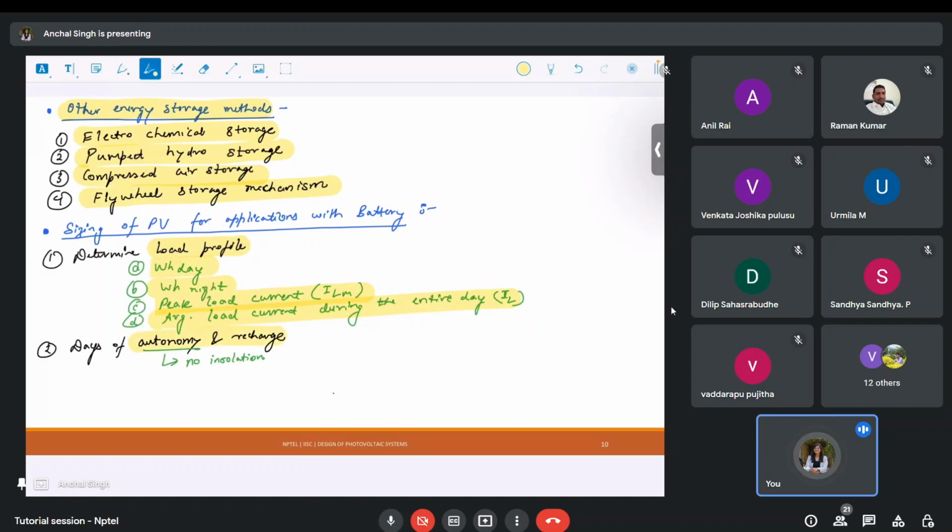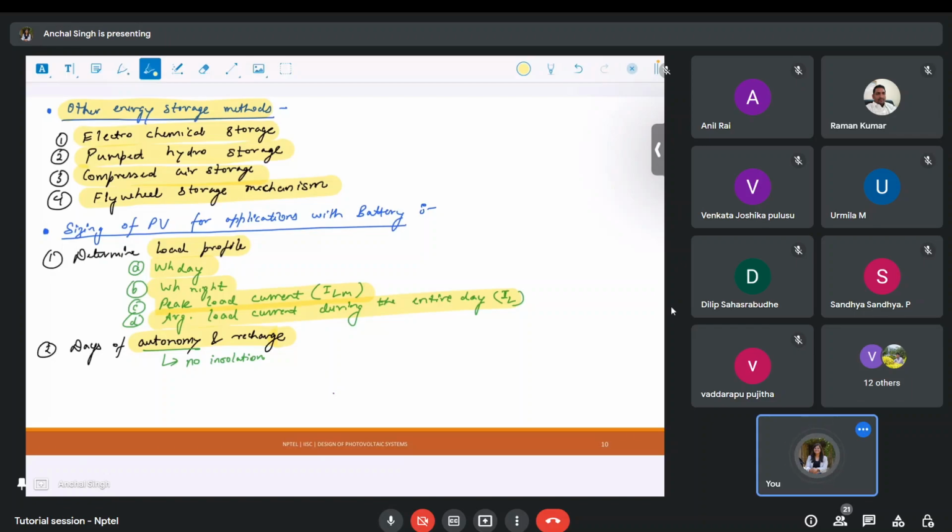Now, next calculation is of the days of autonomy and recharge. What are the days of autonomy and recharge? What happens when you know that there are cloudy days? Suppose there is no solar generation, or no solar insolation is falling. That means I don't have any solar energy, and my solar PV won't be able to supply any load.